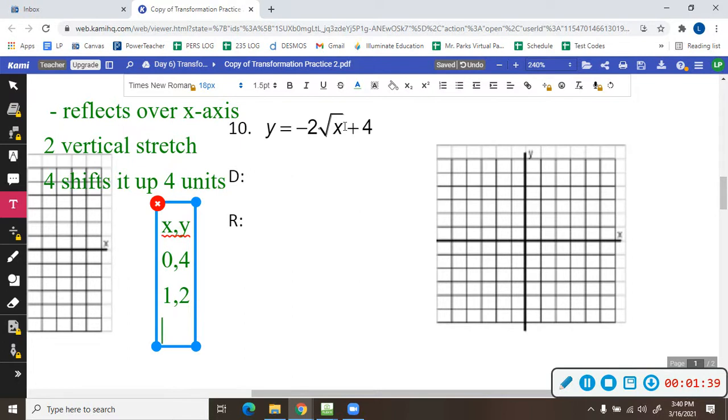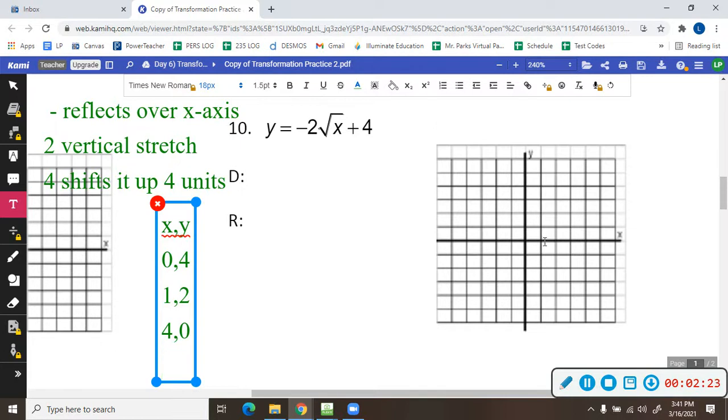Now, I can't really take the square root of 2. That's 1.41. That's hard to graph. 3, that's going to be hard to graph. So I'm going to do 4. And I just realized I need to fix 1 comma 2. The square root of 1 is 1. 1 times -2 is -2. -2 plus 4 is 2. Okay, that is correct. Next we're going to plug in 4. Square root of 4 is 2. -2 times 2 is -4. Add 4, you get 0. So we just found our x-intercept.